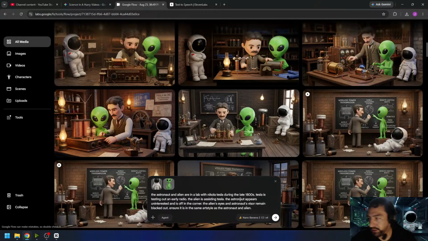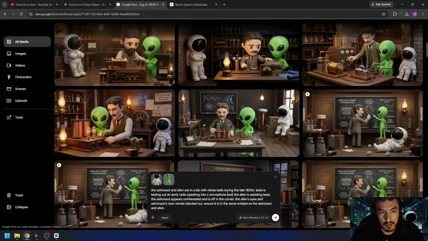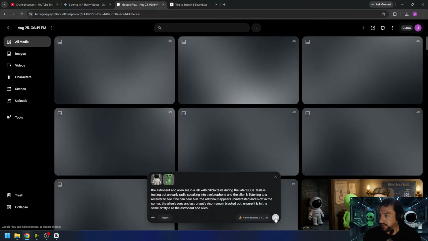Maybe I could do something where the alien is holding a transmitter up to his ear, and Tesla's talking through another one. So astronaut and alien are in a lab. Tesla is testing out an early radio, speaking into a, what would that be called? A microphone. And the alien is listening to a receiver to see if he can hear him. The alien is assisting Tesla. Astronaut. All right. Let's try that out.